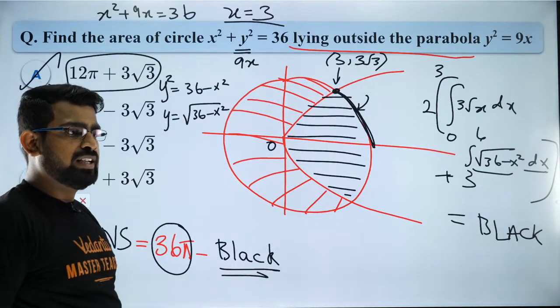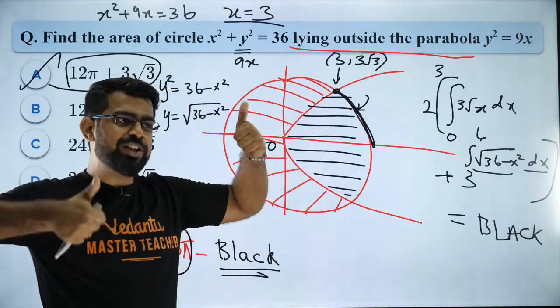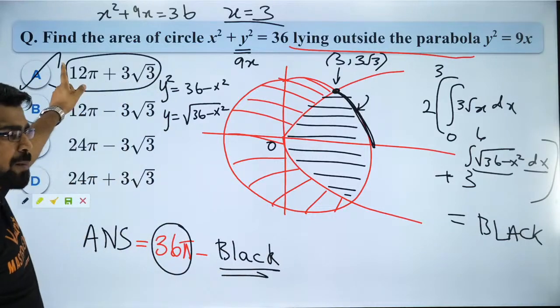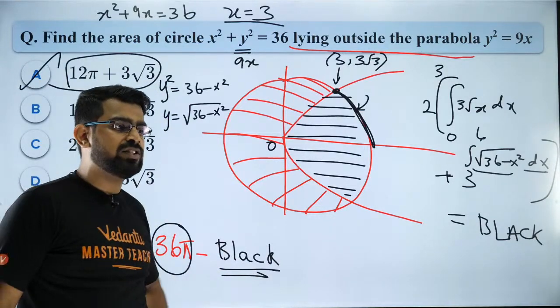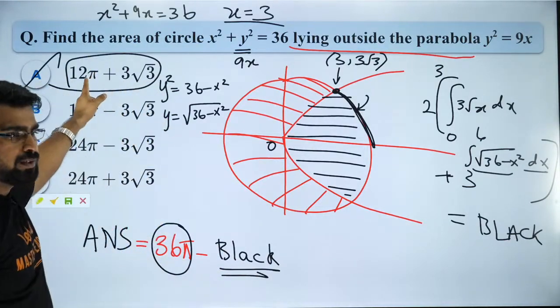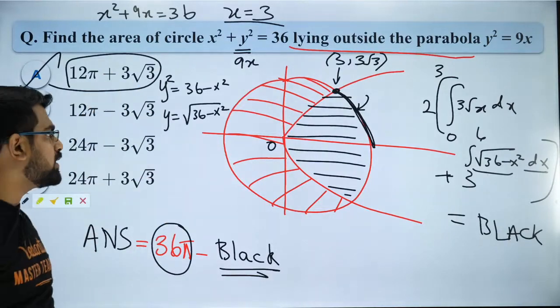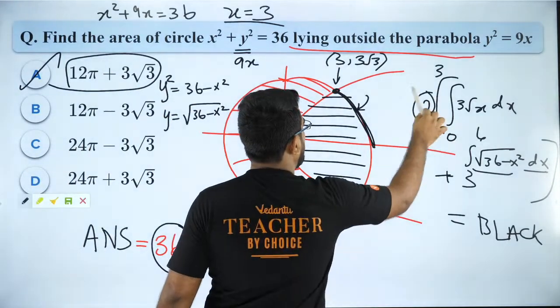Everybody clear? Is it easy? Did you all like it? So guys, the answer is option A. It is not C, it is not D, it is option A. I hope you guys have understood it because there's a 2 here. Don't forget the 2. Why 2?